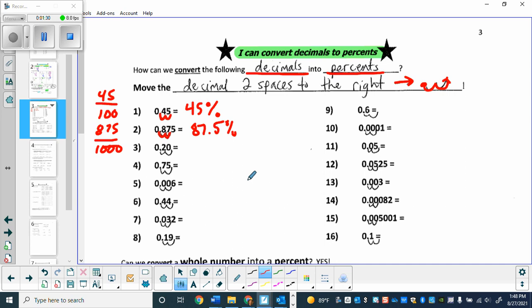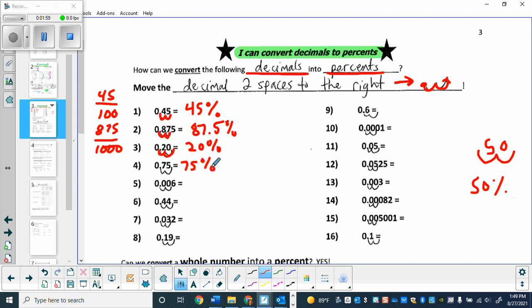Now off to the side, I'm just going to mention that you guys know 0.5 is 50%. So if you ever see a decimal and you move it twice and it doesn't have a number there, you're just going to fill it in with a 0. So number 3 here, it could have just been a 0.2, and it's the same as me seeing 0.20, and that's going to be a 20%. 0.75 is 75%. I'm just moving the decimal over twice.